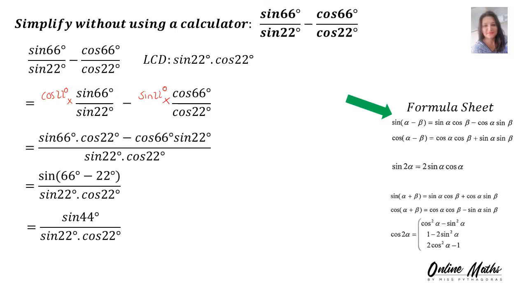And what can you see there? Sin 44 is the double angle sin 2 alpha. So you can write sin 44 as 2 sin 22 cos 22 over the sin 22 cos 22, and they can cancel out, and your final answer is equal to 2.